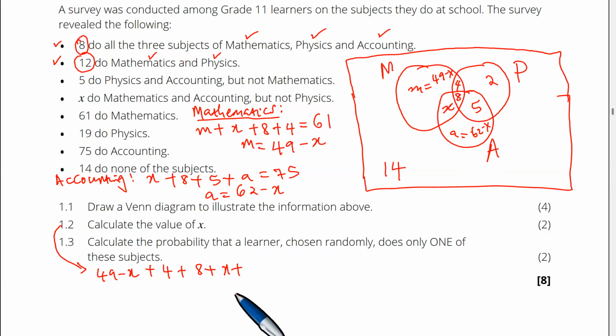Plus, we also have 2 students here. Plus 5 students. Plus, we have 62 minus x students. So we've added pretty much all of them here in the 3 circles. And then now we also add those who are outside here that are doing none of the subjects. So those are 14 of them.